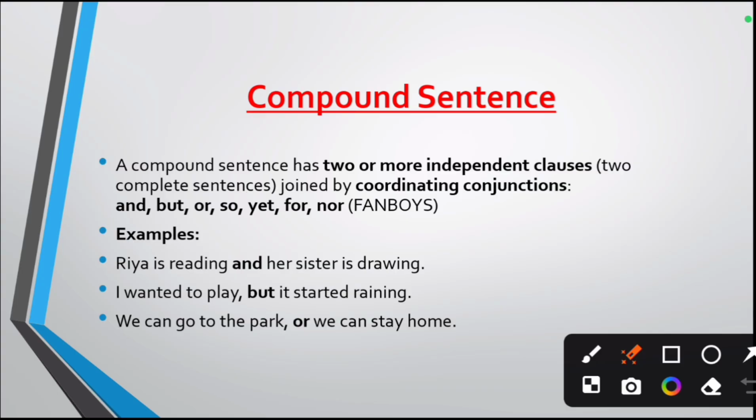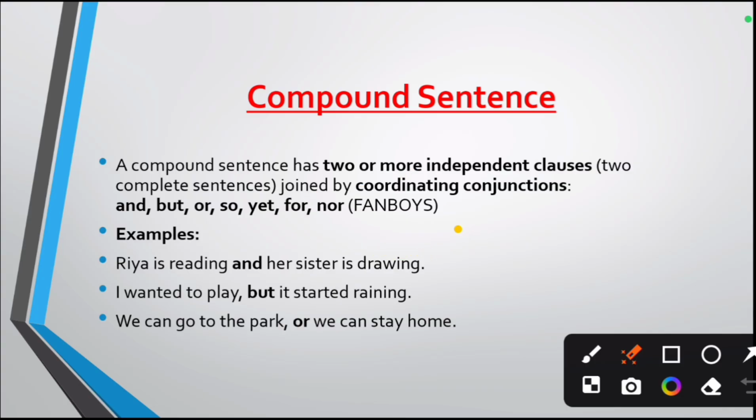For your convenience, I have provided this code also. See this, FANBOYS. In this, F means for, A means and, N means nor, B means but, O means or, Y means yet, S means so.